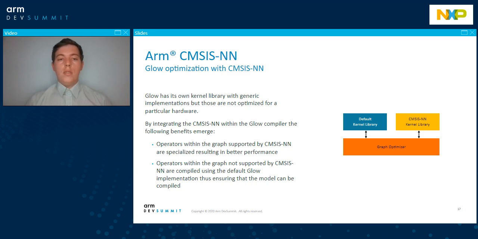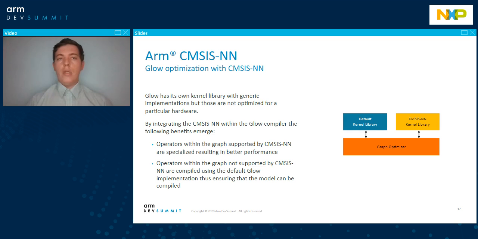So what we did with the CMSIS-NN, basically we integrated this kernel library within Glow. Glow, on one hand, has its own kernel library with generic implementations, which are not tied or optimized for a particular hardware. So in order to optimize, accelerate the out-of-the-box performance of Glow, especially for Arm Cortex-M devices, we integrated the CMSIS-NN library within Glow's internal graph optimization pipeline, using the following logic.